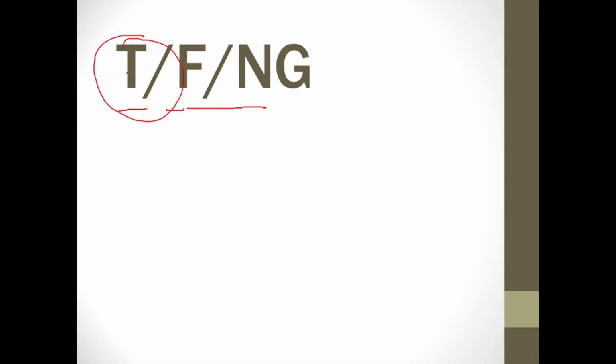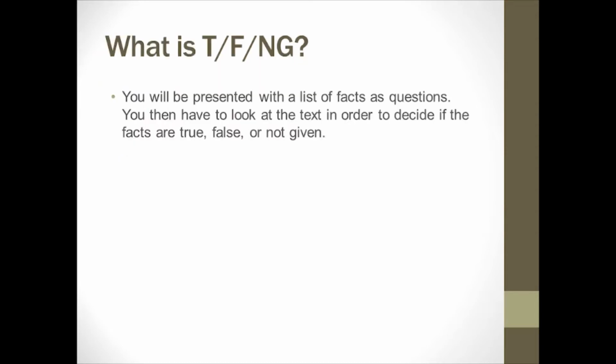When we say true, that means whatever statement is given in the question completely matches the information that is there in the passage. When we say false, that means whatever information is given in the question contradicts the information in the passage. When we say not given, that means whatever information is mentioned in the question is not present in your passage. So basically, what is a true false not given?